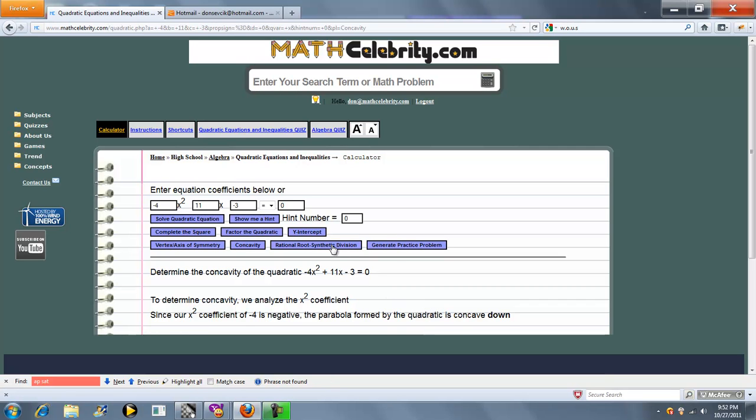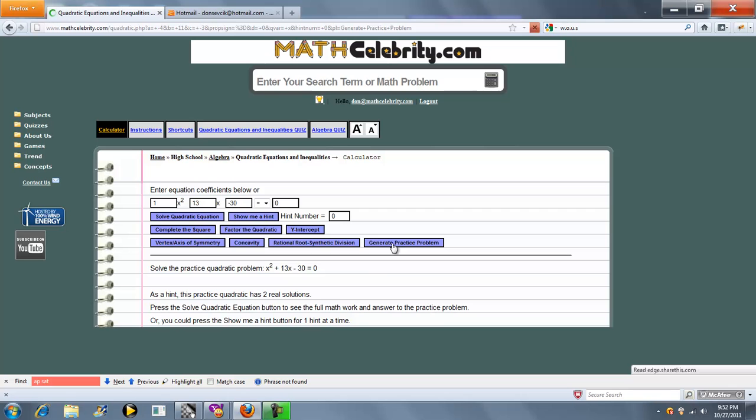So rational root synthetic division will go through kind of what our synthetic division calculator does, and you can see the synthetic division calculator for more information. We also have a generate practice problem feature. So you can press generate practice problem. It'll generate a completely random quadratic. Generate another one and another one. So when you run out of problems in your textbook, you can use this practice problem generator and just keep generating problems.